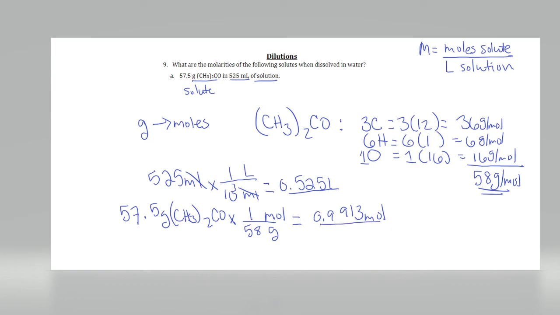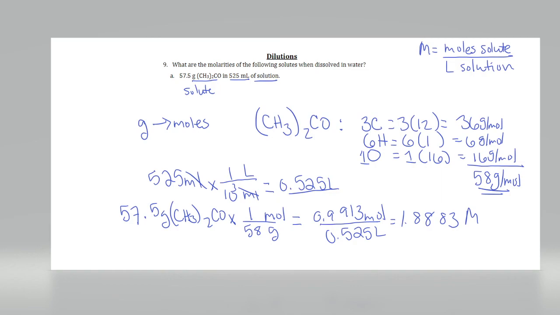That's your numerator. You're going to divide that by 0.525 liters, because that is the definition of molarity. And I ended up getting 1.8883 capital M, or moles per liter.